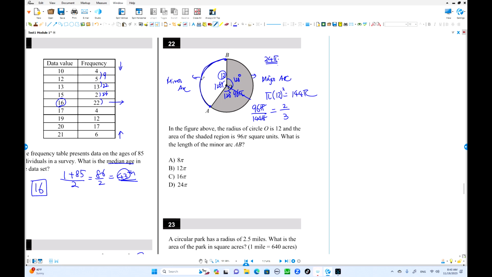What is the length of this side? 1/3 of this one, okay? So 24 pi times 1/3 equals what? 8 pi is the answer, okay?